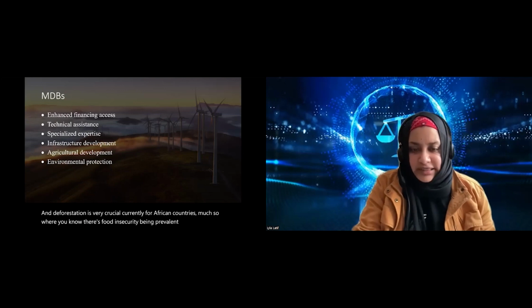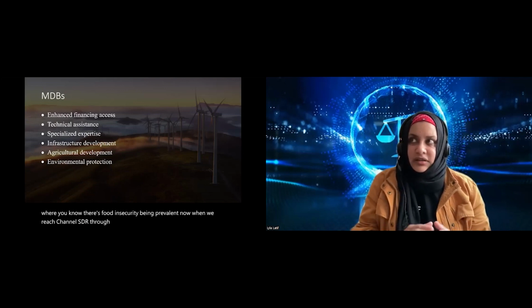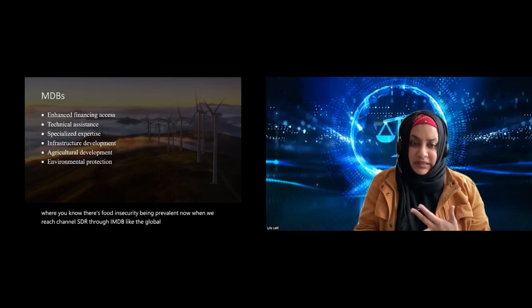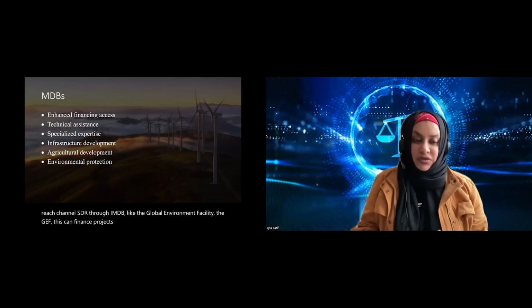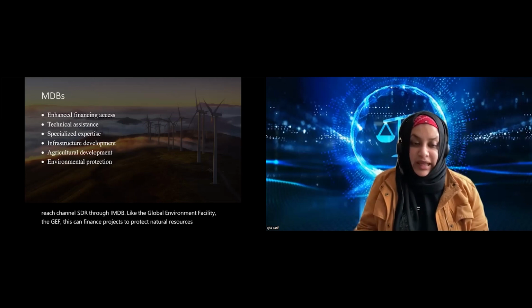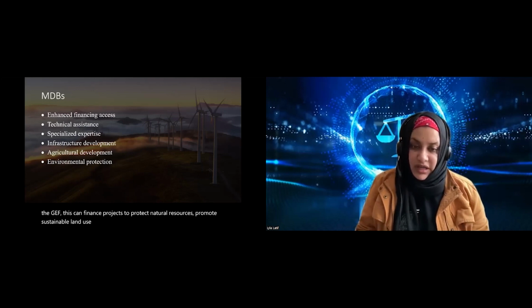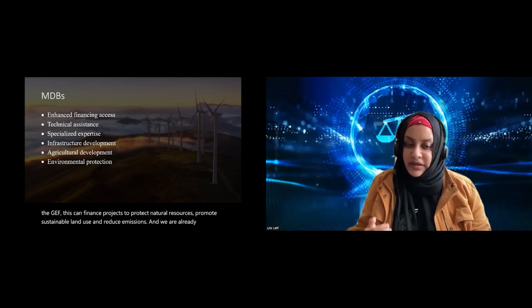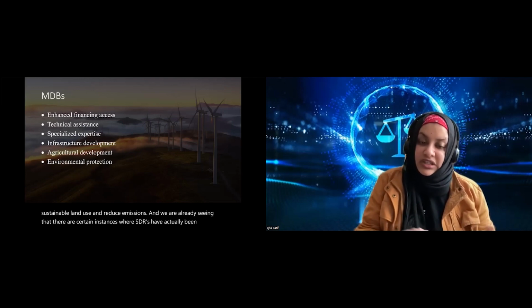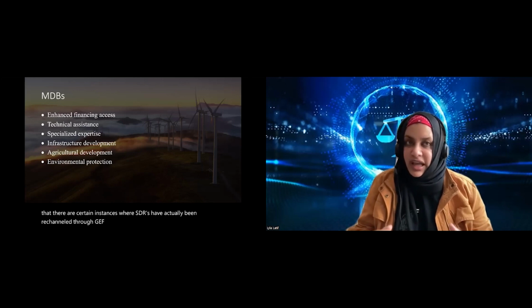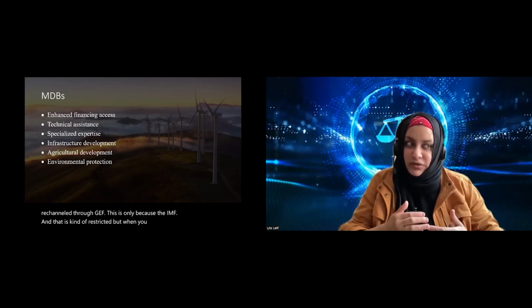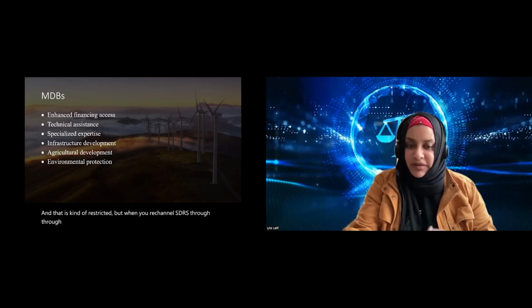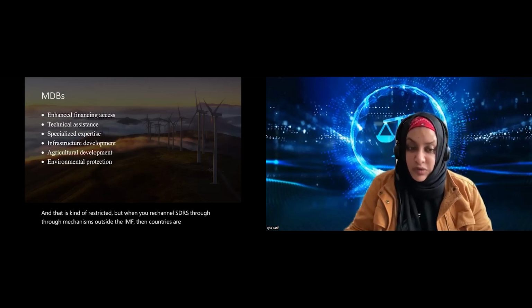Now, when we rechannel SDRs through MDBs like the Global Environment Facility, the GEF, this can finance projects to protect natural resources, promote sustainable land use, and reduce emissions. And we're already seeing that there are certain instances where SDRs have actually been rechanneled through GEF. This is only because the IMF mandate is kind of restricted. But when you rechannel SDRs through mechanisms outside the IMF, then countries are able to benefit much better.